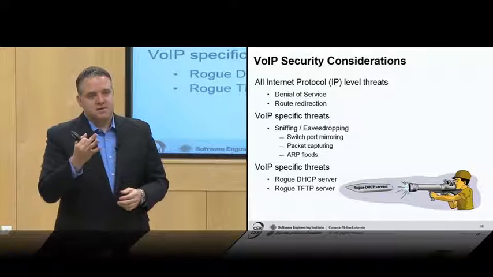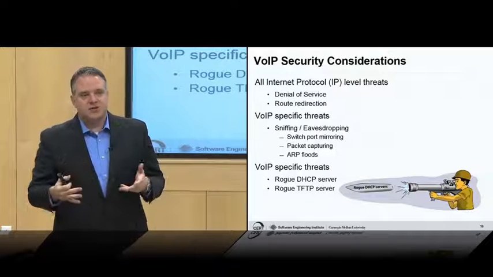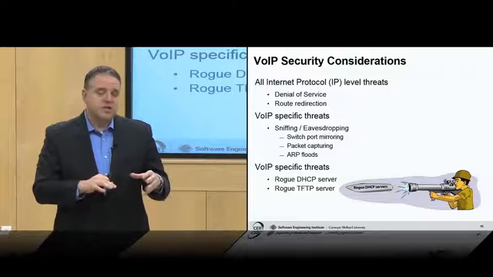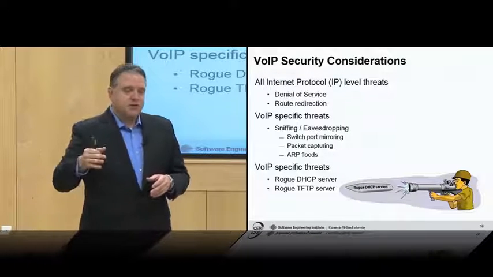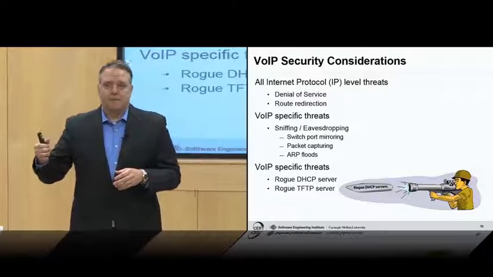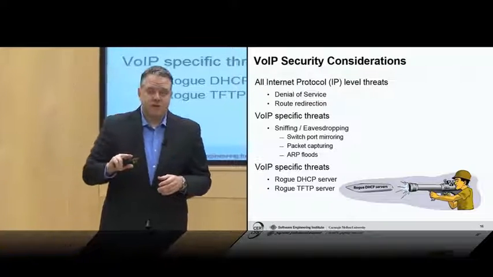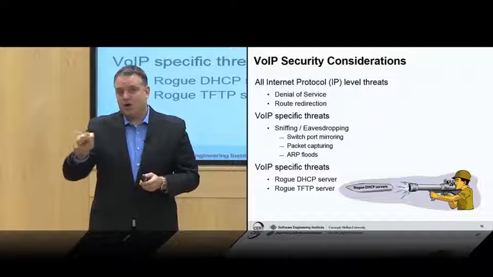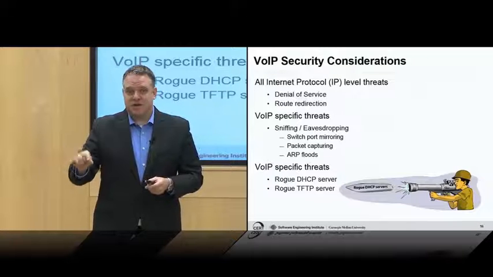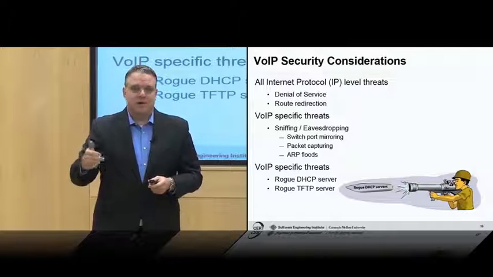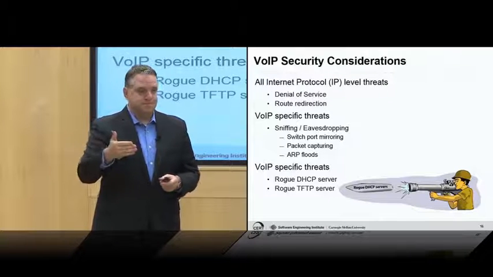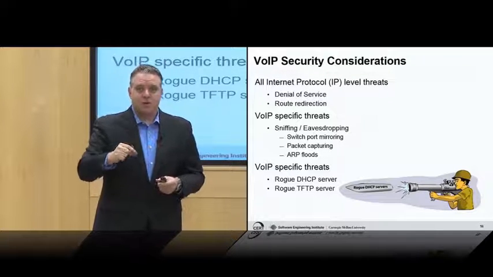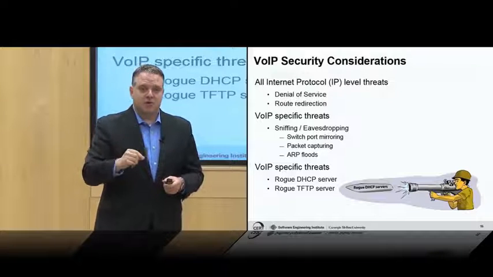And then some additional ones just from a configuration standpoint with rogue DHCP servers or rogue TFTP servers. Every terminal that's out there in a voice over IP network can be configured one of two ways. You can hand jam all the settings into the terminal itself, IP address, gateway, all of that stuff, or you can set it up to use DHCP or TFTP to pull the configuration.